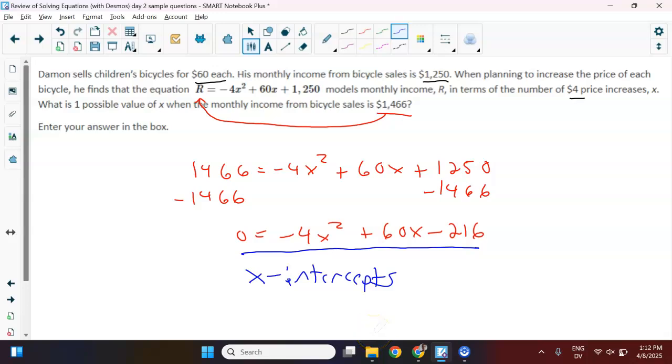I don't know why it says what is one possible value. So I guess you could answer either one here. Either x equals 6 or x equals 9 would be a good answer.